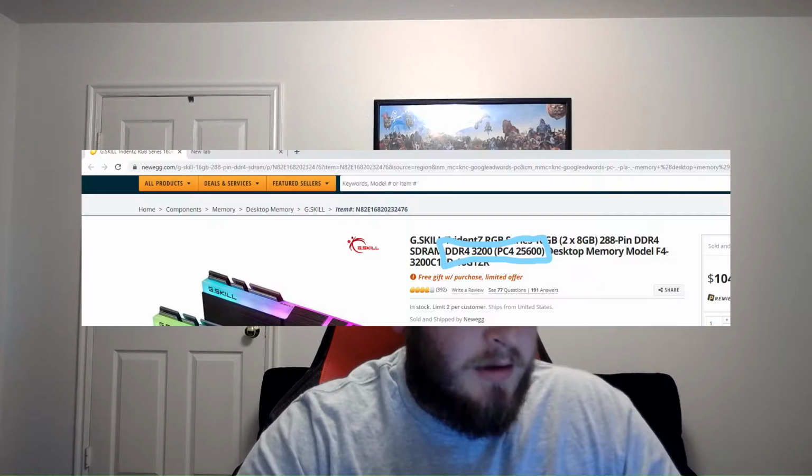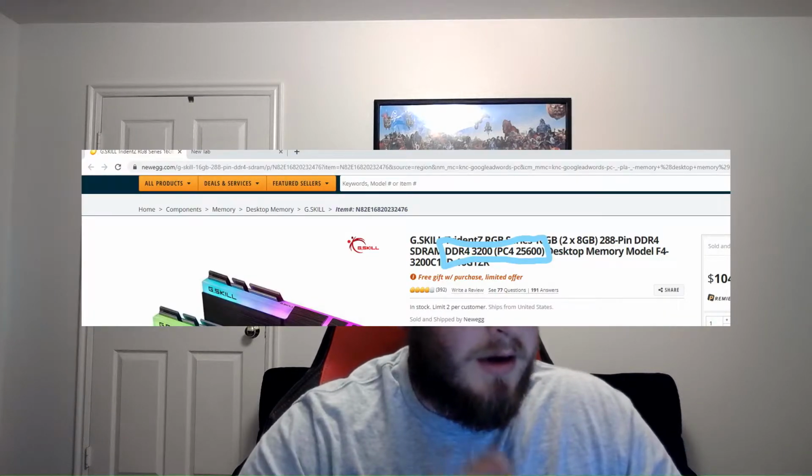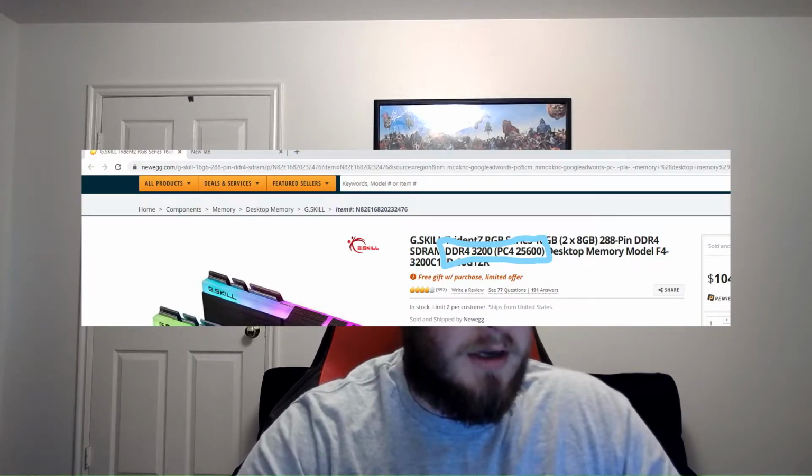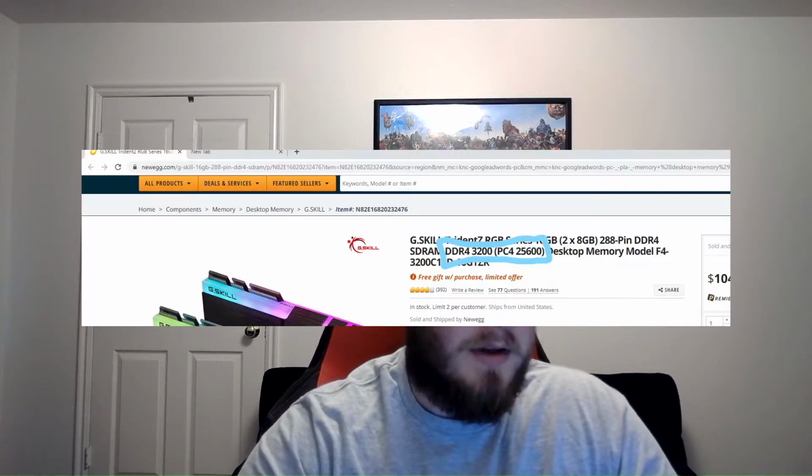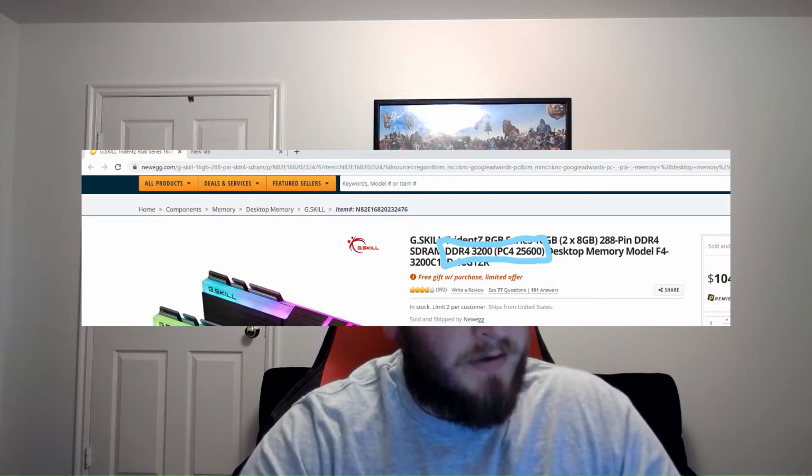So for the numbering system in DDR, that's what I want to get into next. It's going to be DDR and then a number, and that number is going to designate the generation that the RAM is from. We're currently in 4, so most are going to be DDR4, and then it's going to be a hyphen, and typically it's going to be 4 numbers afterwards, and these 4 numbers represent the rate at which it operates in megahertz.